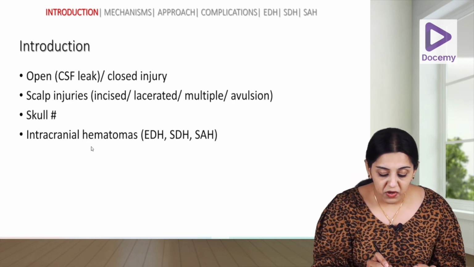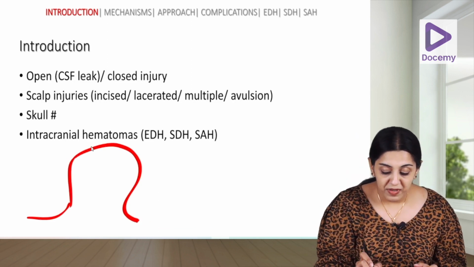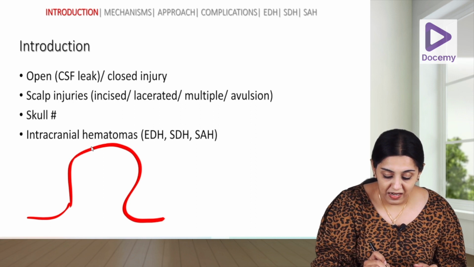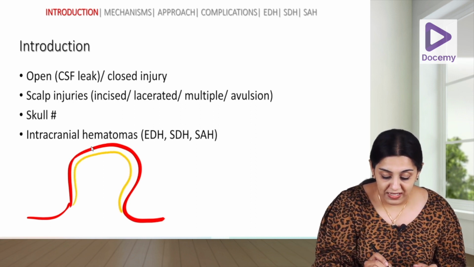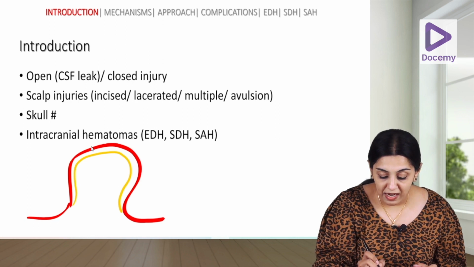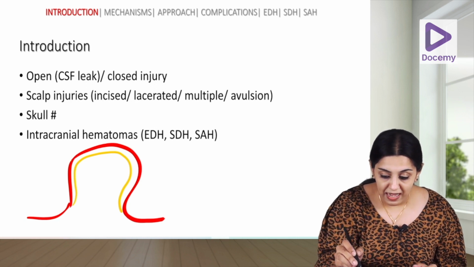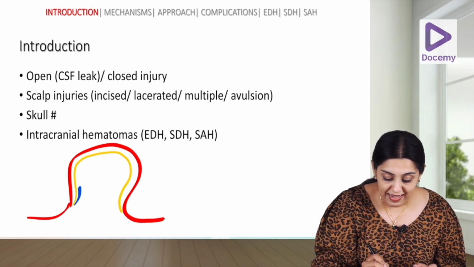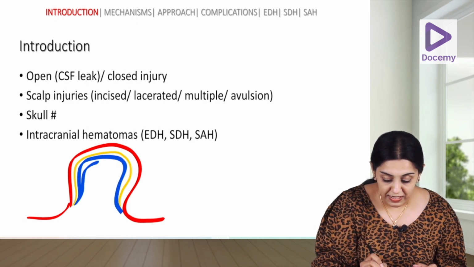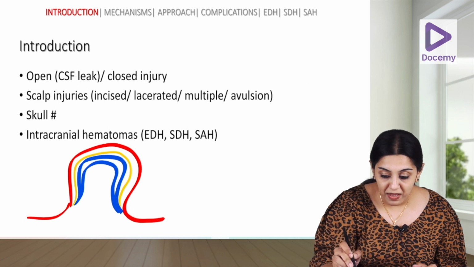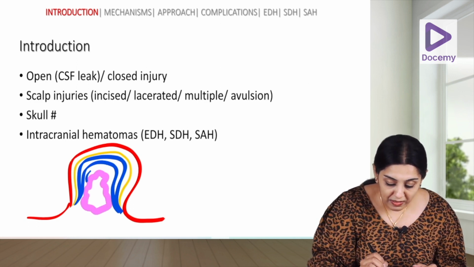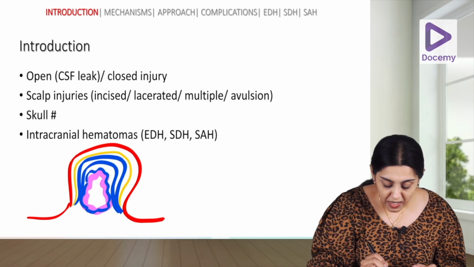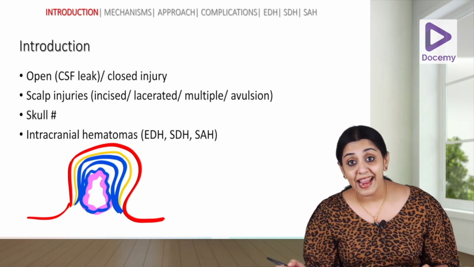First of all, when you draw a head, you must know that there is a skull underneath this head, right? There is a skin which is called the scalp. Then you have a skull underneath, and underneath that you have various layers of meninges, that is the dura mater, the arachnoid mater, and the pia mater, which is in continuity with the brain. Okay, so injury can occur at any level.